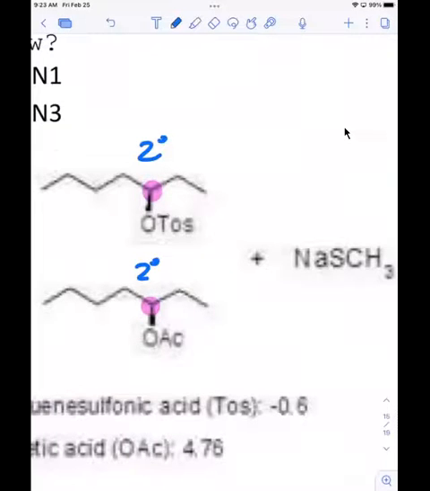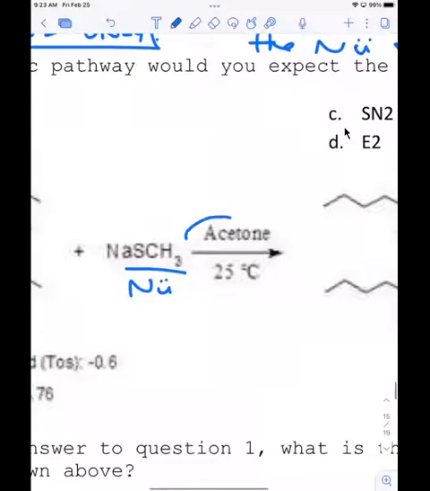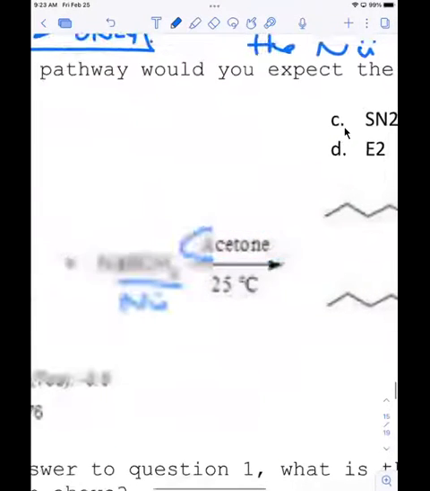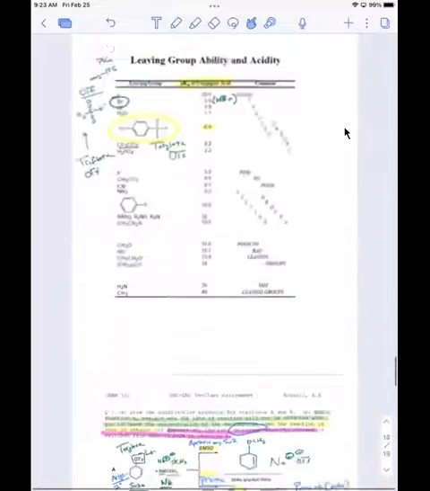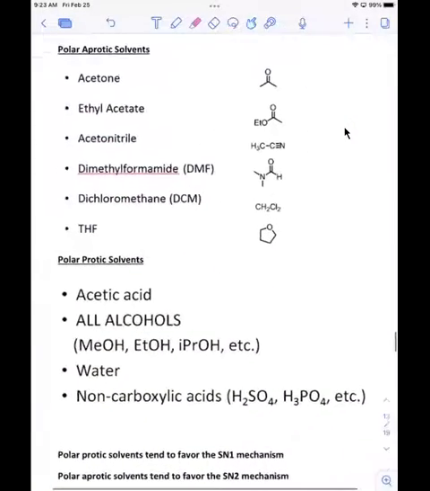So we've got to look at something else now. This is a pretty decent nucleophile, right? What about the solvent? Is acetone protic or aprotic? Protic. Let's go to the list. What is it? Right here. Polar aprotic solvents. Acetone is aprotic.